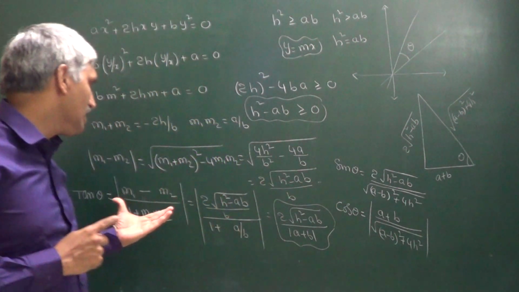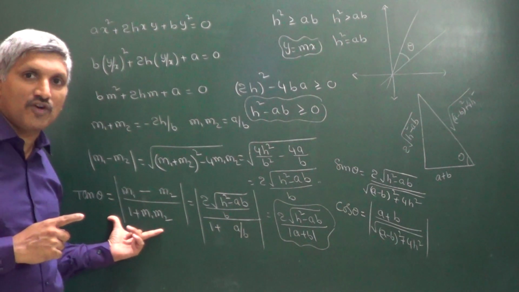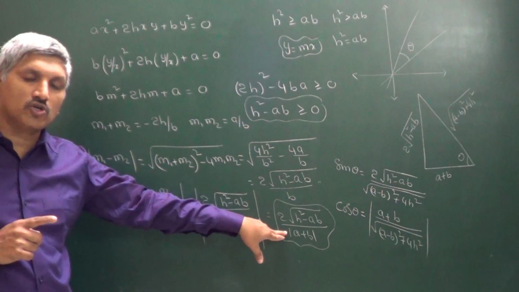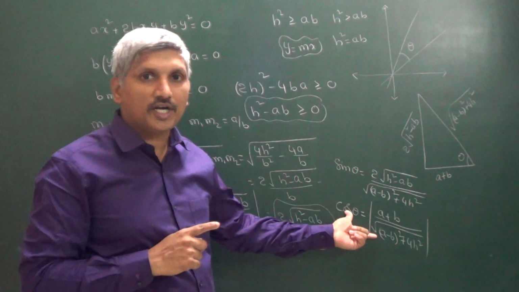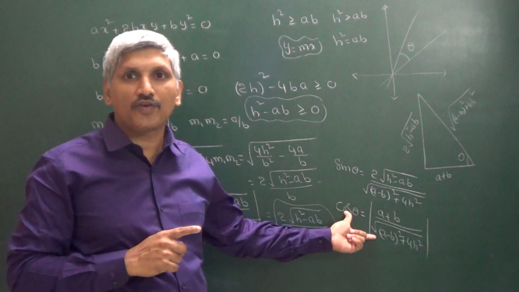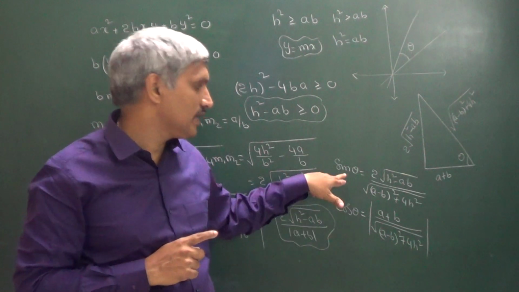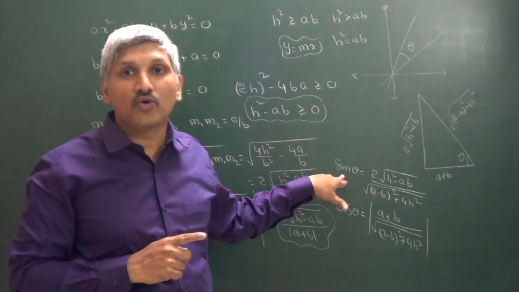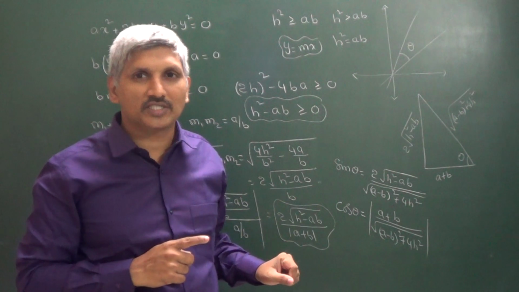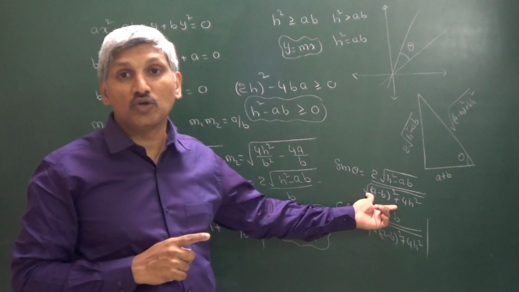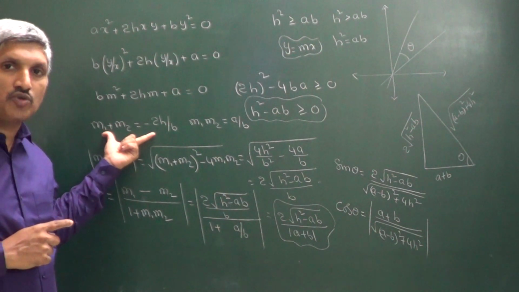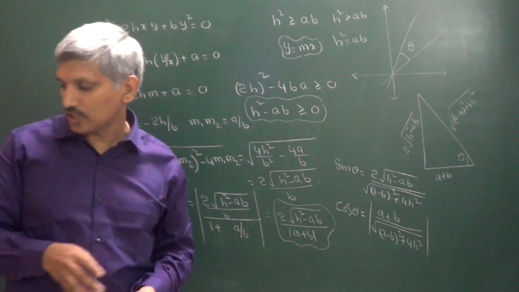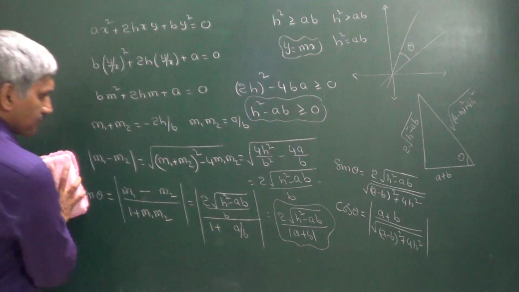Right? So the angle between two straight lines is given by the formula tan theta is equal to 2 into square root of h square minus AB by a plus b. Cos theta is equal to a plus b by root of a minus b whole square plus 4h square. In terms of sin theta, 2 into square root of h square minus AB divided by a minus b whole square plus 4h square, and the sum of the slopes is equal to minus 2h by b. Product of the slopes is equal to a by b.